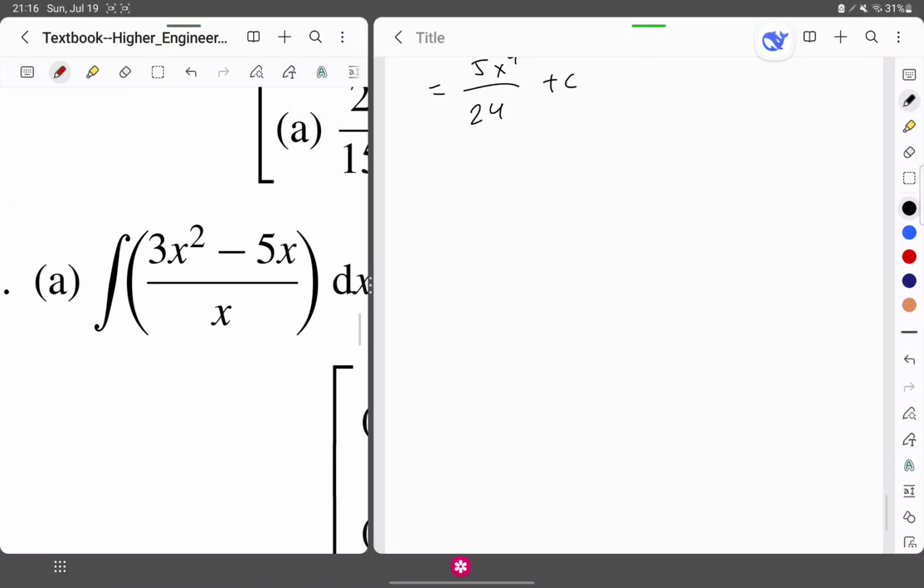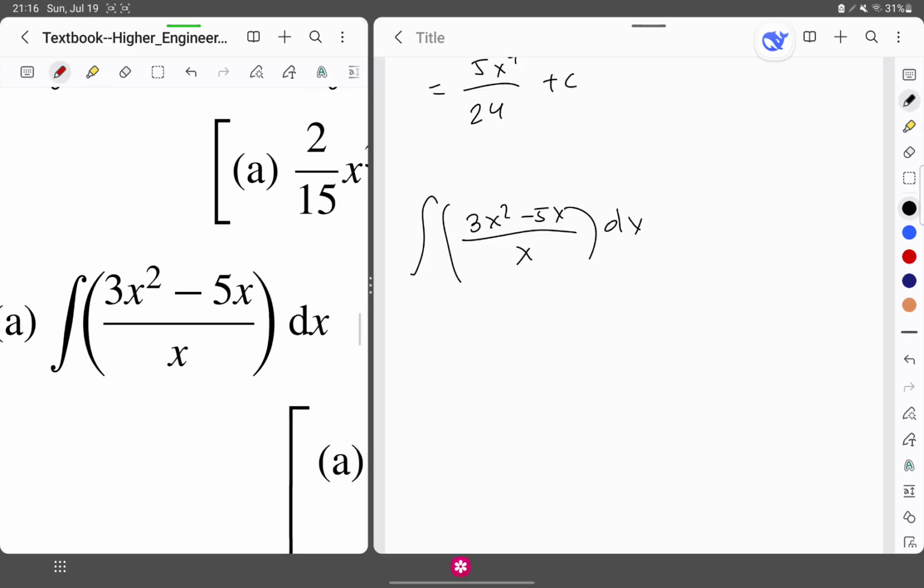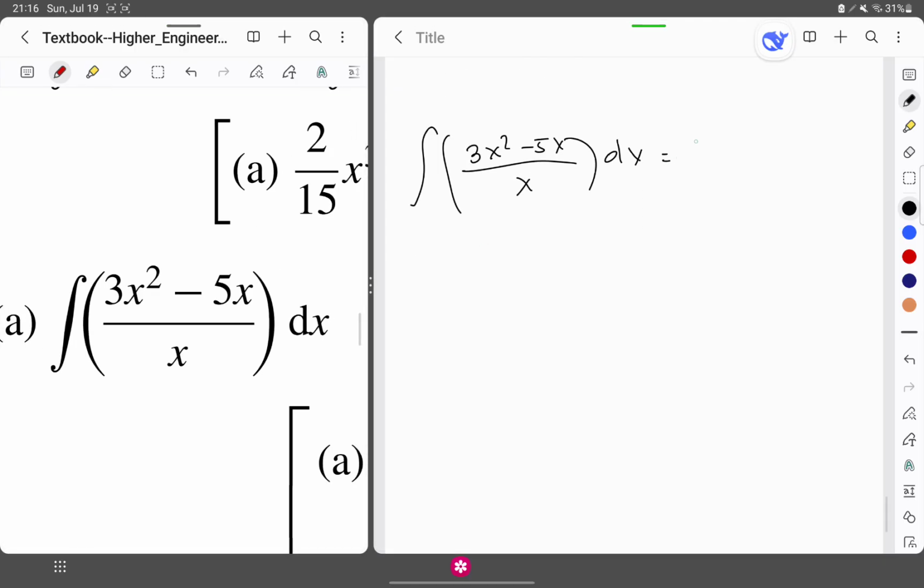Let's do this one. 3x squared minus 5x over x dx. It will be what? 3x minus 5 dx. It will be 3x squared over 2 minus 5x plus c.